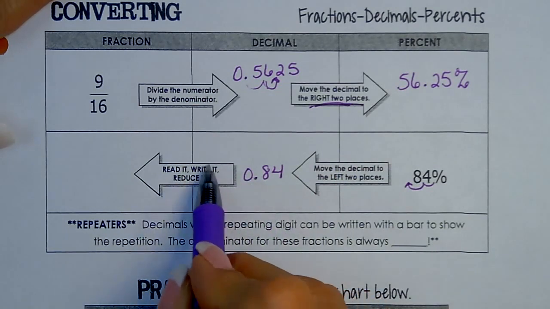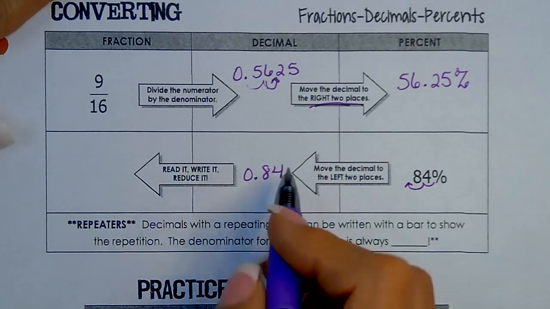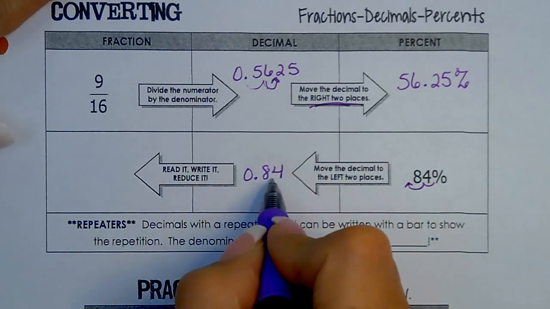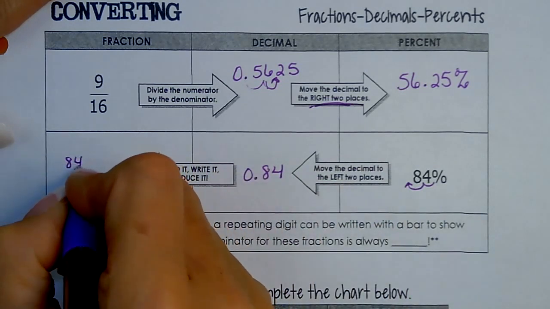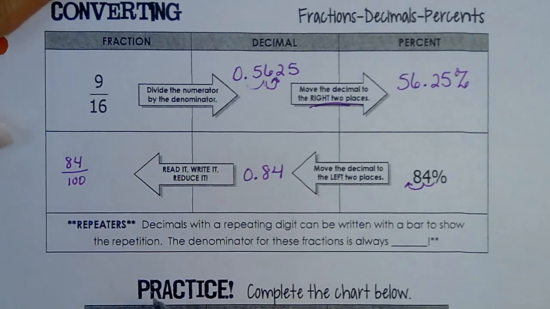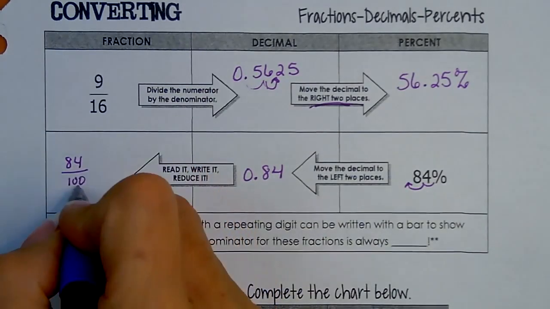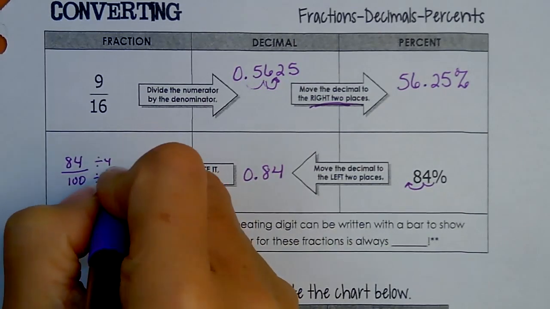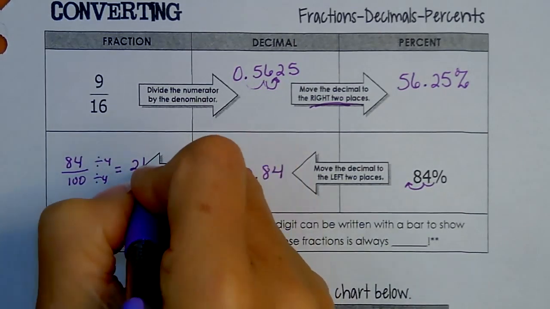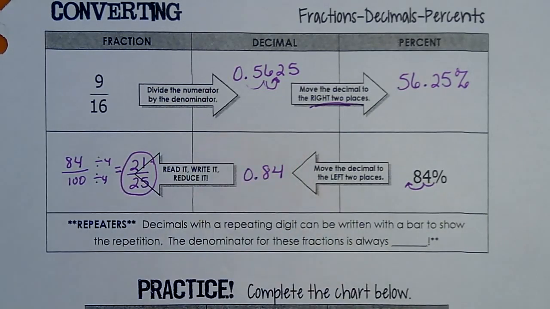Okay, to transfer it to a fraction, we're going to read it, write it, reduce it. So when I read it again, it was 84 hundredths. So I'm going to write 84 hundredths. And now I need to simplify. So 84 and 100 are both divisible by 4. So in simplest form, it would be 21/25.